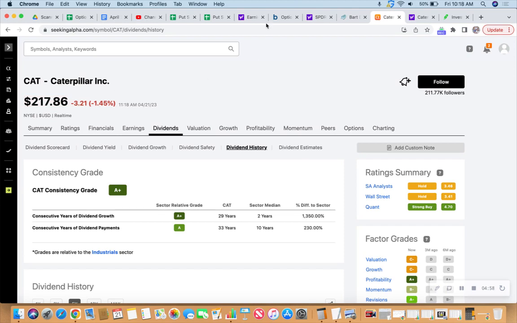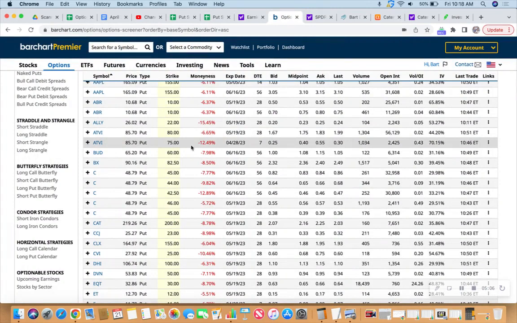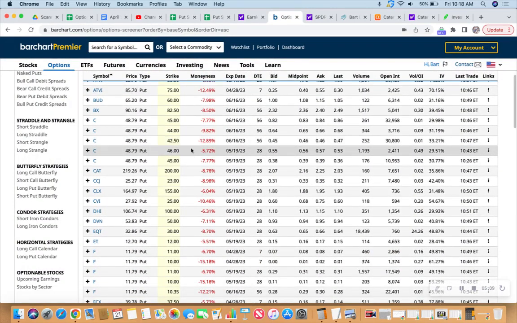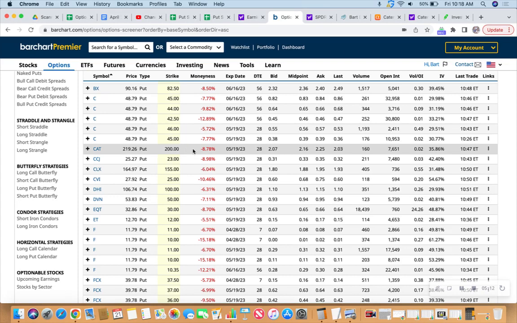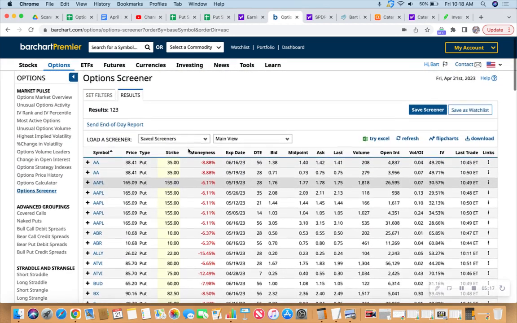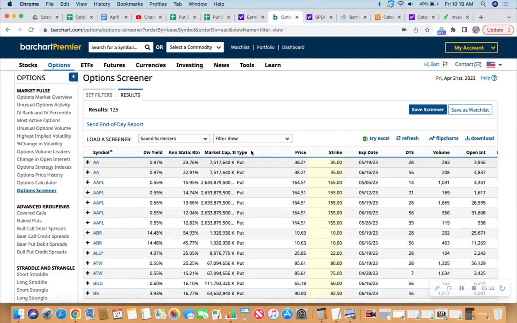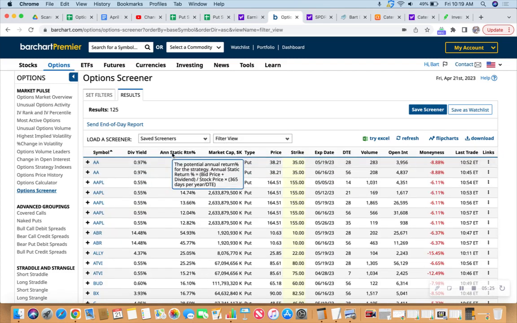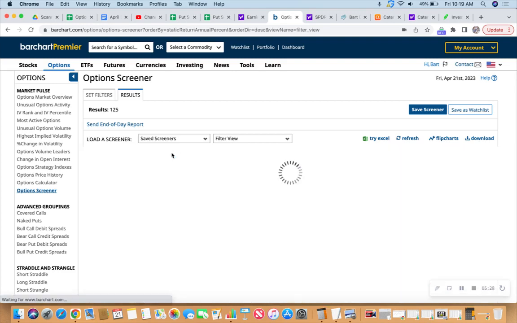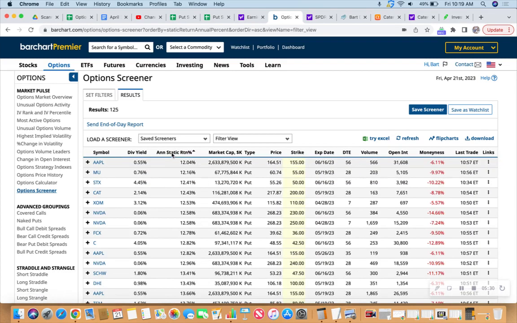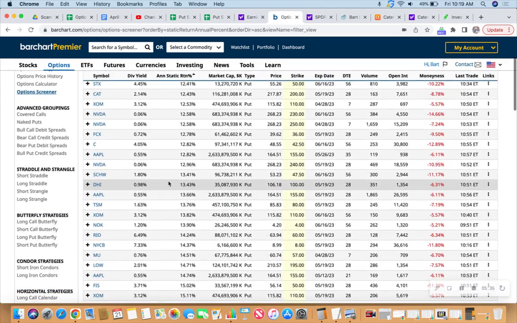It's down today, and going into earnings, we could catch some more volatility than what is normally the case. So back to the screener, let me pull up the annualized return as I like to do for sharing this document with you. So if we go to filter view, it's going to show me that annualized static return, and then I'm going to shuffle these around so it's going to go from low to high. So there's our Caterpillar. Are they on there more than once?